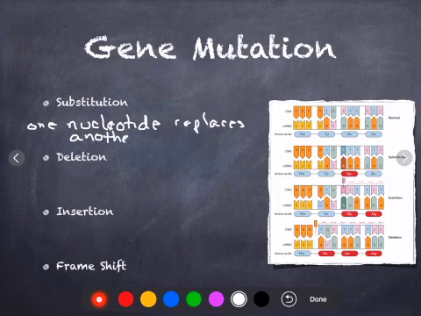So in substitution, as you see from the picture over here, we're looking at this segment right here. Our normal strand is GAA. Now in our new strand, in our substitution, we replace that G with an A, and we have AAA. So what we get is, instead of a glutamine, we get a lysine. So our amino acid chain is changed.